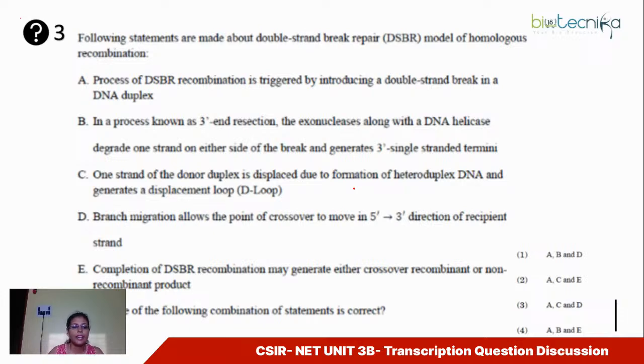You have to find out which combination of statements is correct. The options I have given here are on the right hand side of your screen. So recall the two repair systems: non-homologous repair and homologous repair, though over here they are only focusing on the homologous recombination.